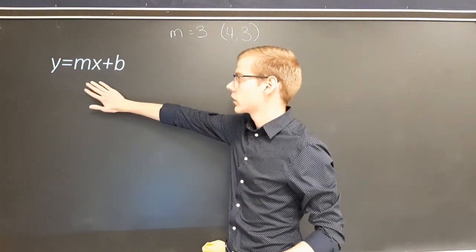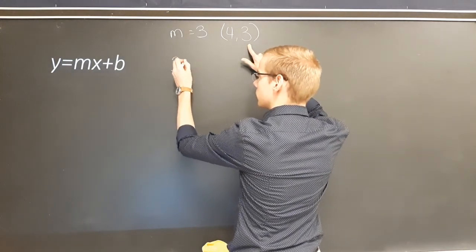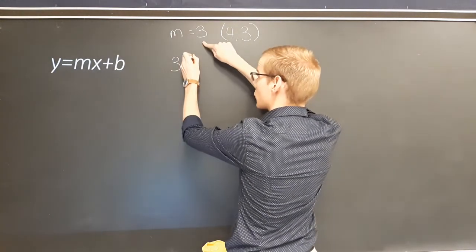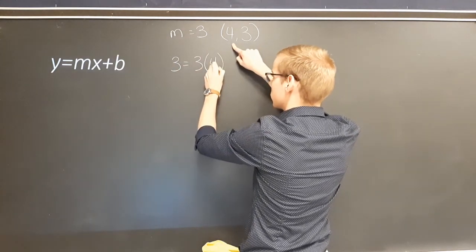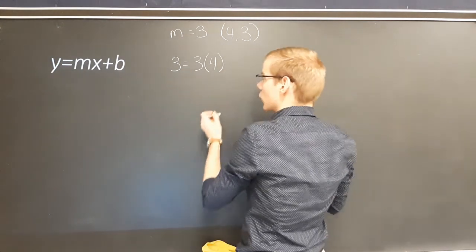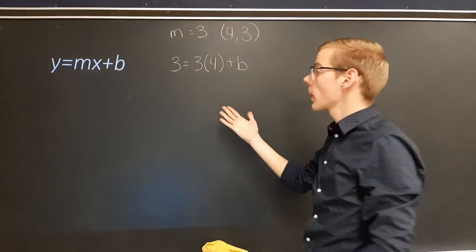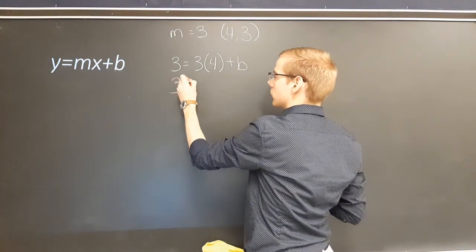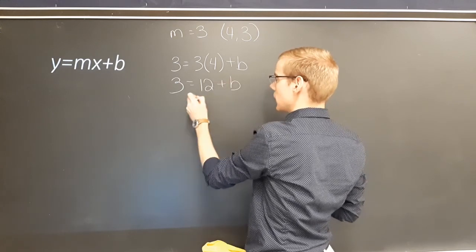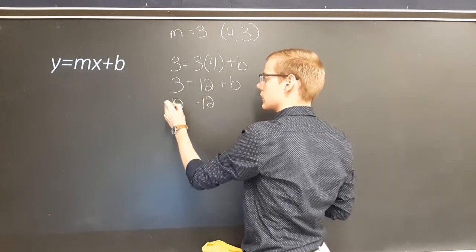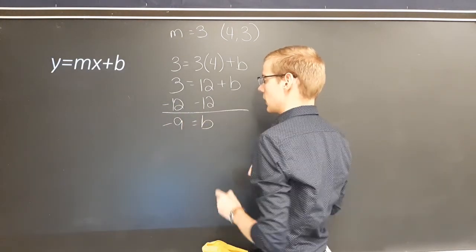So let's use this. What's our y? Just 3. M, which is 3. X, which is 4. And we are looking for b. Let's solve this. 3 equals 3 times 4 is 12, plus b, minus 12 on both sides. That would be a negative 9 equals b.